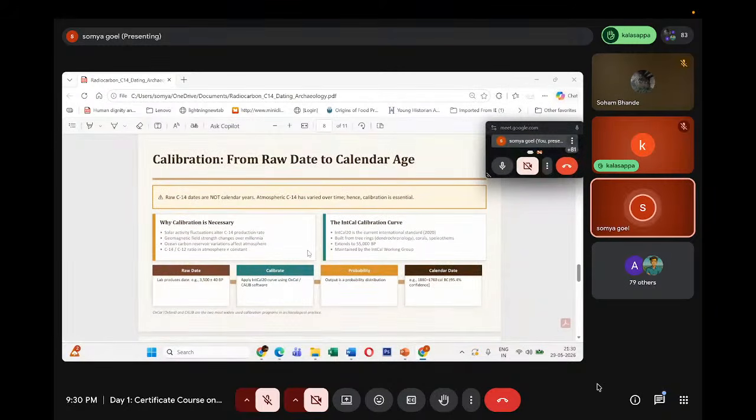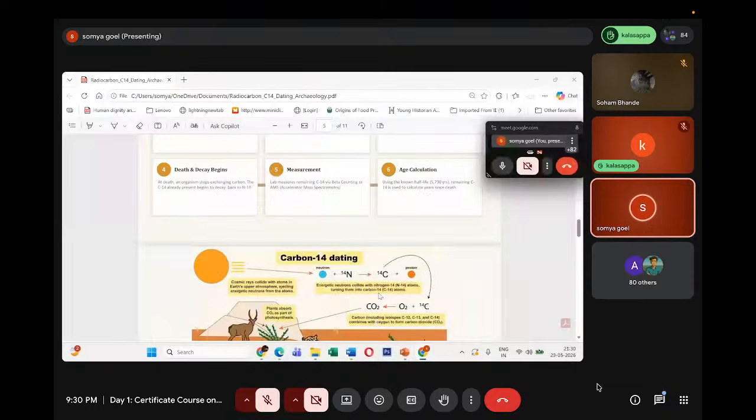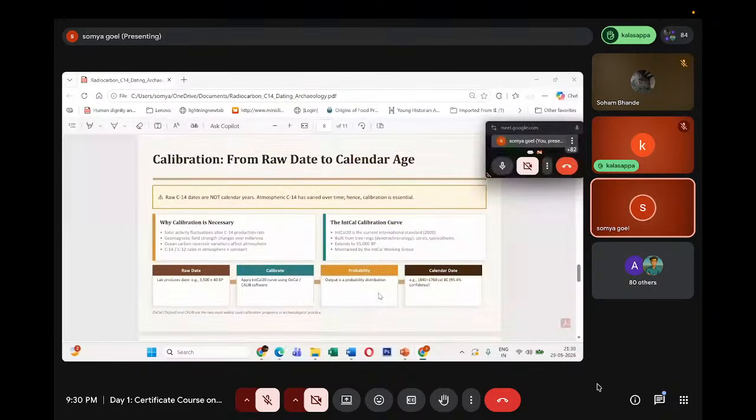Now an important part: if we are looking at radiocarbon dating, we must look at calibration as well. So, labs give us this raw date. We get this date not in proper terms of BCE and AD, but in BP, before present, which is before 1950. So we get these raw dates from these labs. For example, we get 3500 plus minus 40 BP. So this will be our raw date.